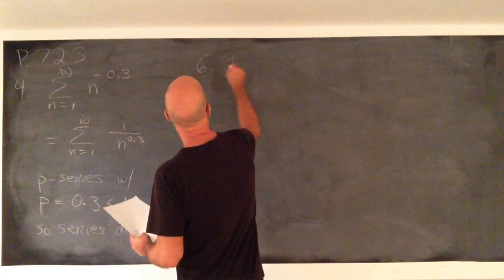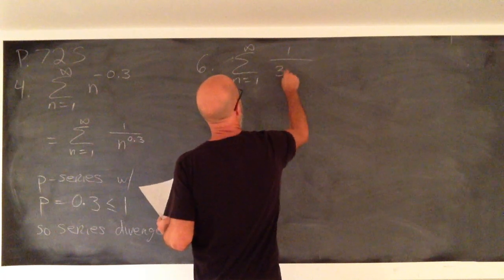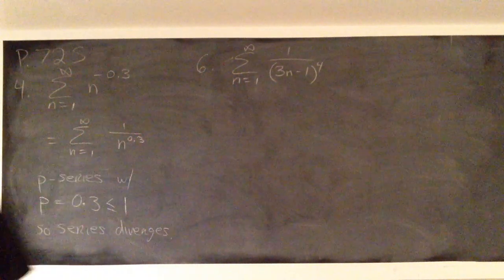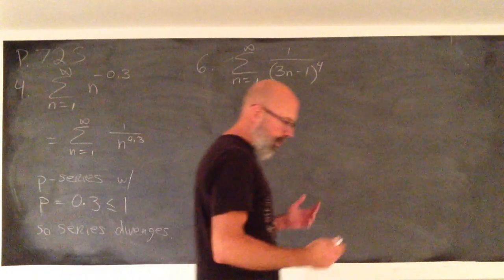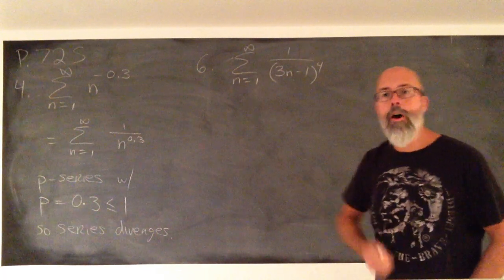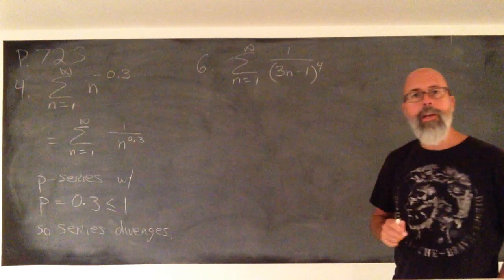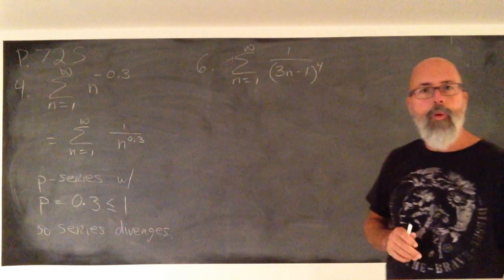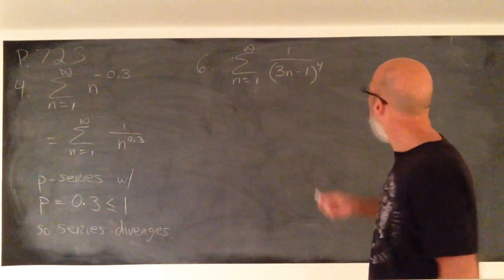Consider number 6. One over 3n minus 1 to the power of 4. Here, try as you may, you're not going to be able to rewrite this as a p-series. It's something to the power of 4. This is not n. So you cannot rewrite this as 1 over n to the 4. Instead, we're going to apply the integral test.